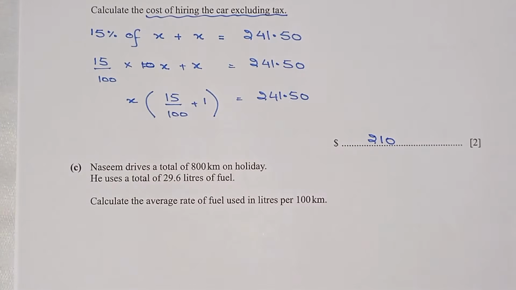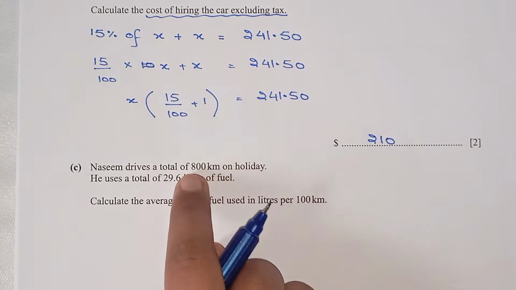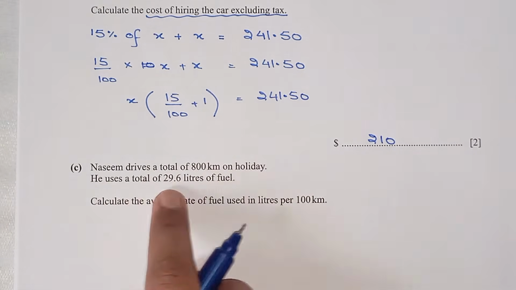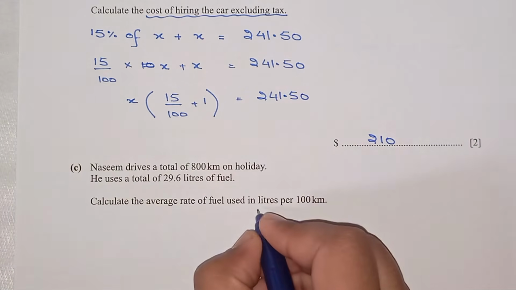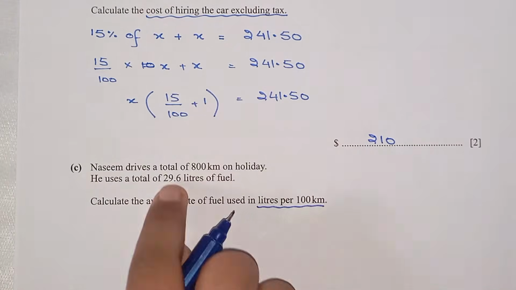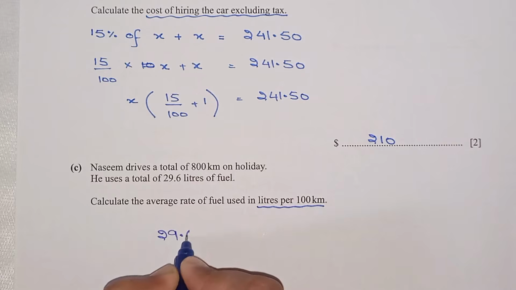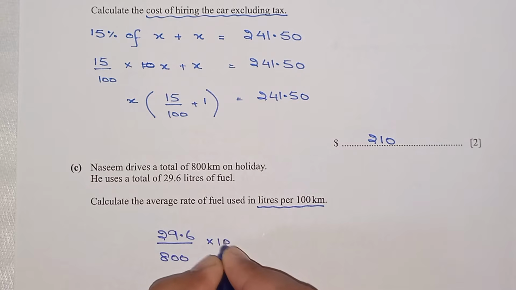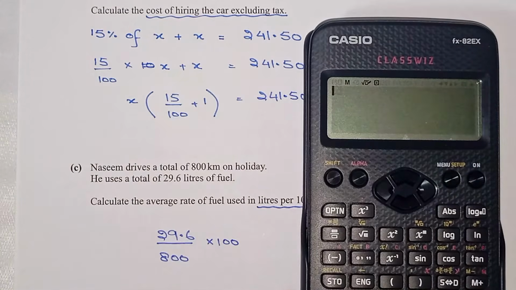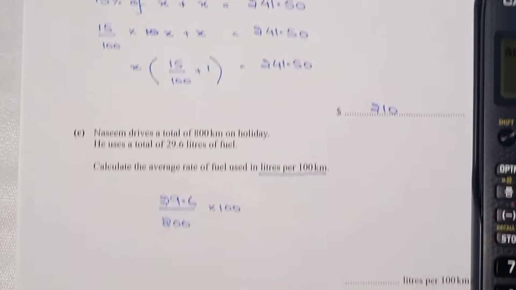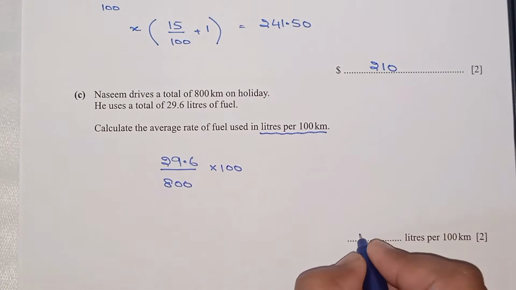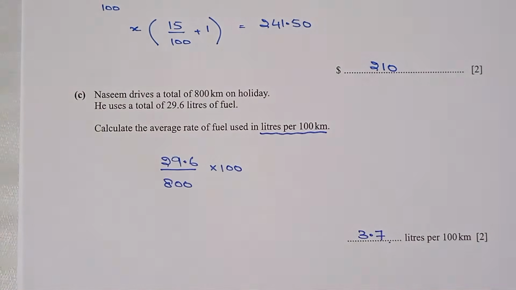Now for part C, Naseem drives a total of 800 kilometers on holiday. He used a total of 29.6 liters of fuel. Calculate the average rate of fuel used in liters per 100 kilometers. So first, liters, 29.6 per 100 kilometers. So the kilometers are 800, times 100. Okay, so 29.6 times 100 divided by 800 would be 3.7. So we can say that it is 3.7 liters per 100 kilometers. This is the average rate of fuel.